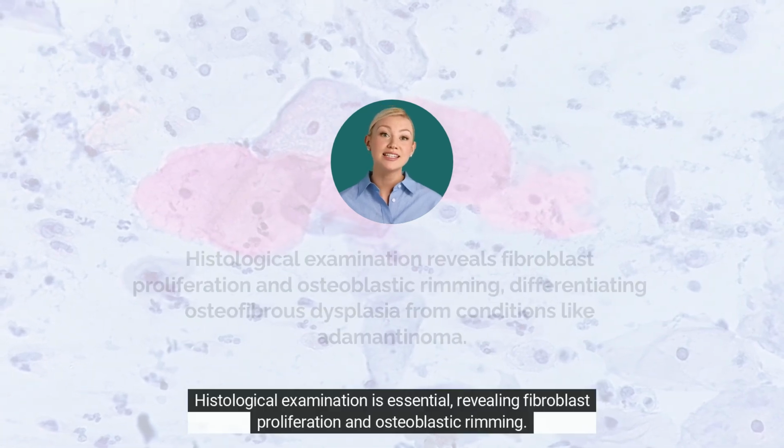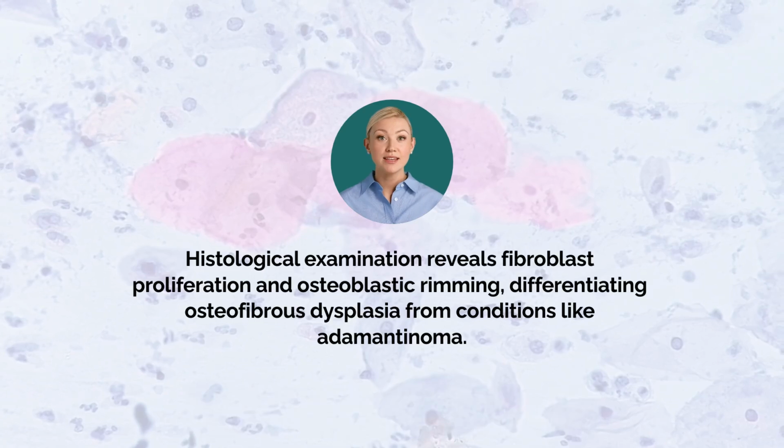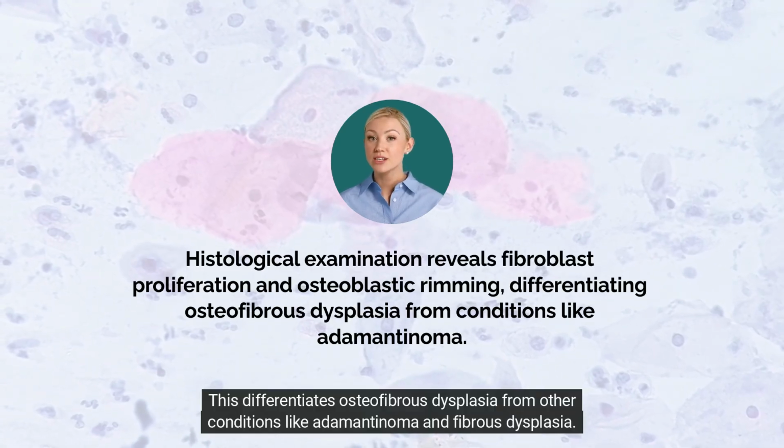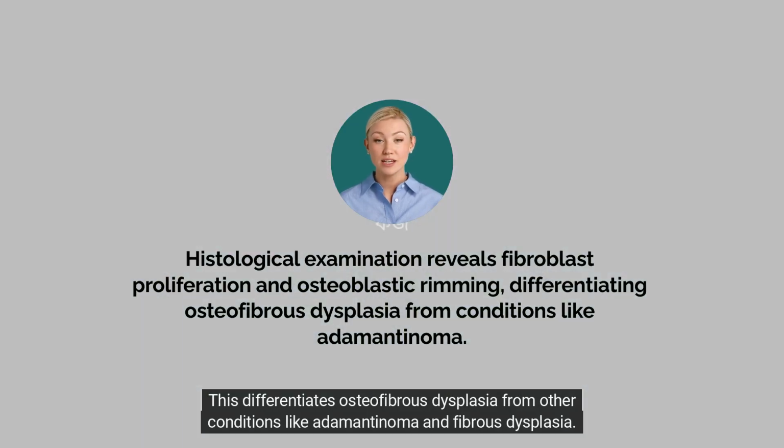Histological examination is essential, revealing fibroblast proliferation and osteoblastic rimming. This differentiates osteofibrous dysplasia from other conditions like adamantinoma and fibrous dysplasia.